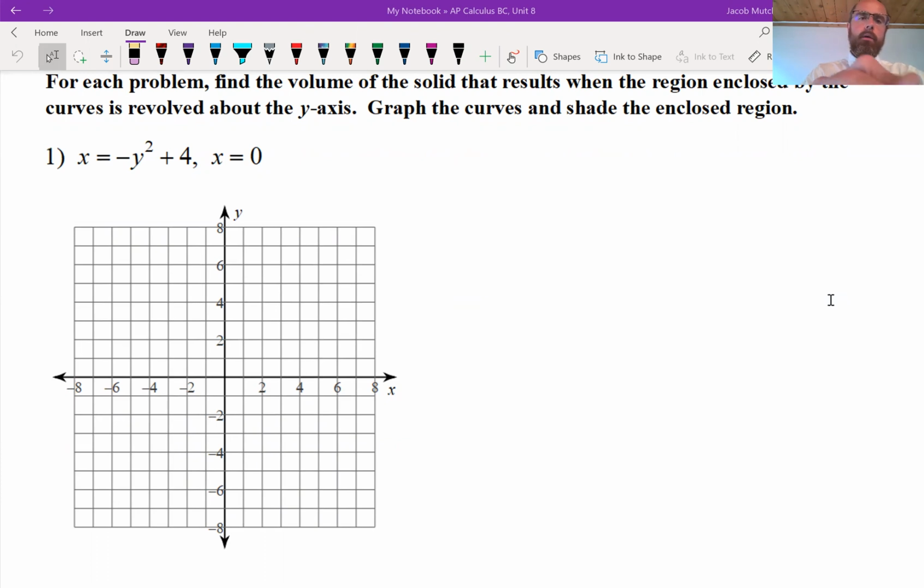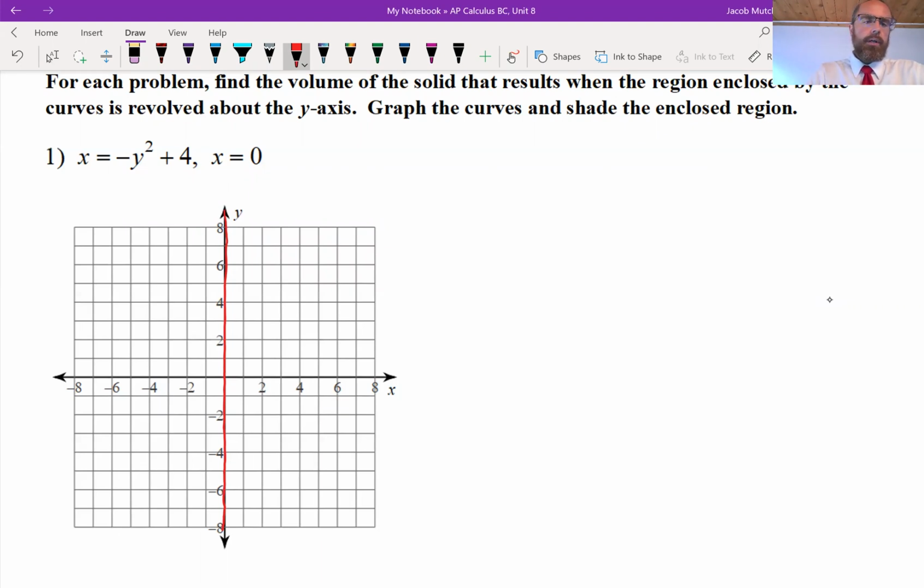equals 0. So to start, I just want to graph the relation and this boundary line. So I'll just graph the y-axis first. That's my line, x equals 0. And then I want to graph this relation. So I'm going to choose different y values and calculate the x values.